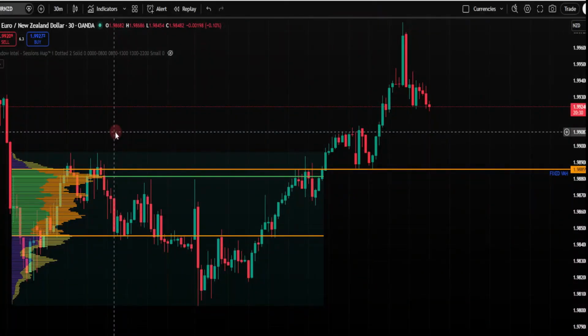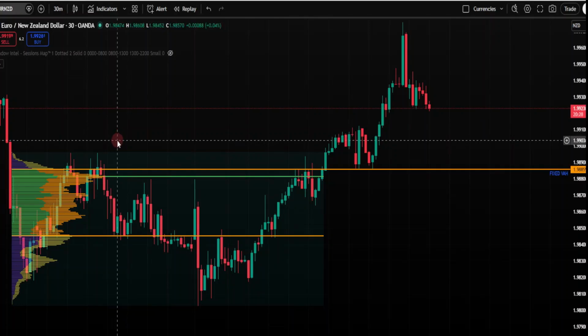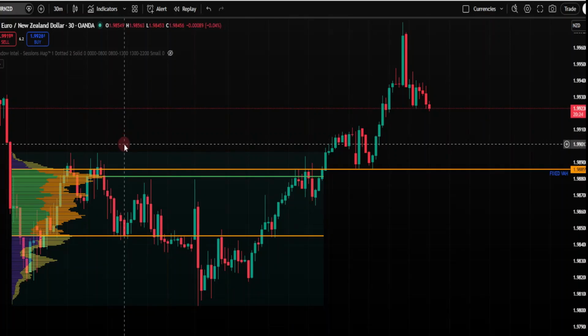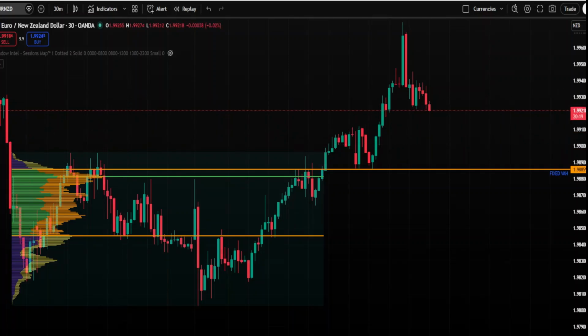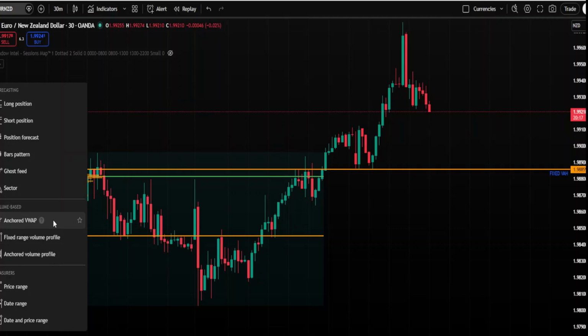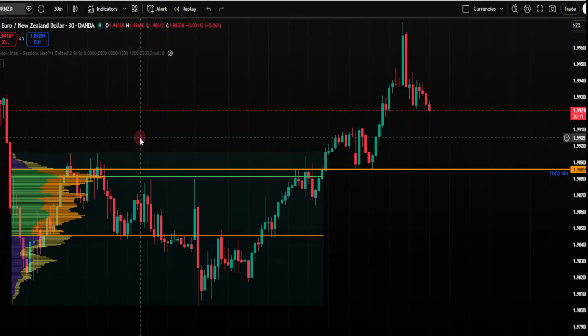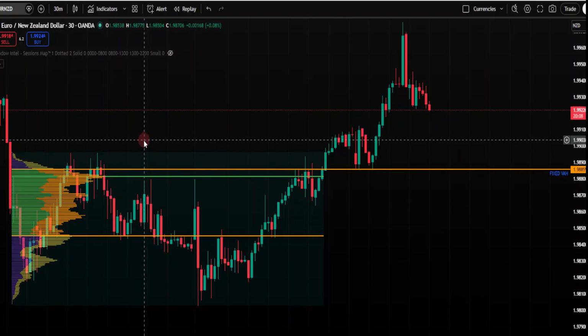If you have made it this far, you are probably asking one question. What do I do next? And the answer is simple. Go and test this for yourself. Open up Fixed Range Volume Profile on TradingView. It is free. Use the settings I showed you earlier and then go through your charts.